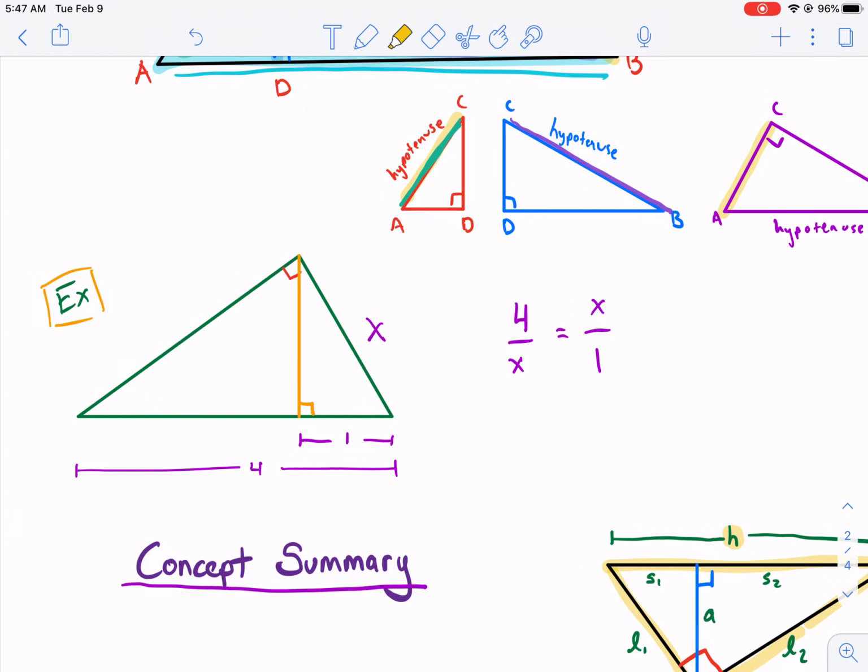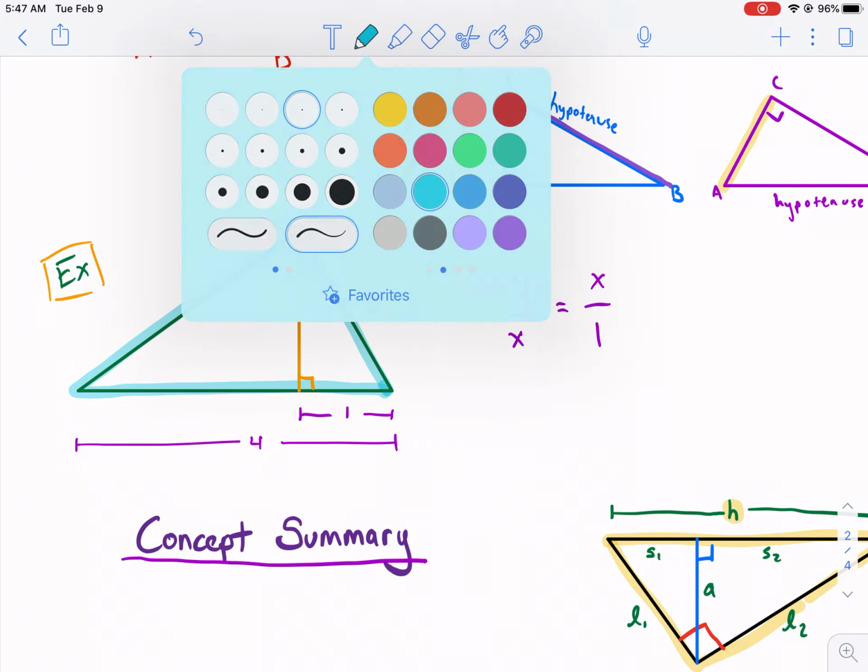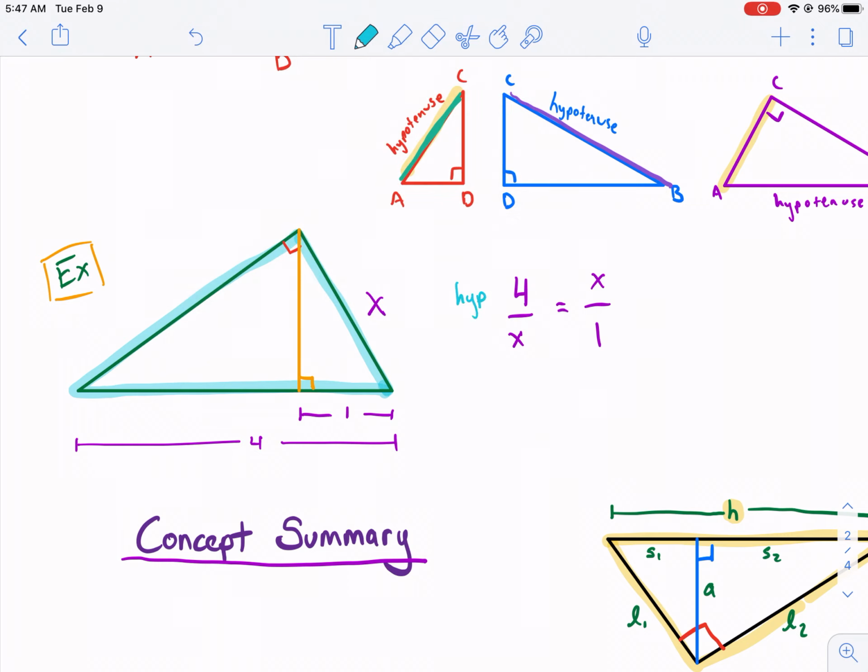So we're going to apply it here. We have this little shape here. We have a missing value x. Okay, see how it's part of the big triangle. It's part of the short leg of the big triangle. Okay, so we say 4 over x. What value is 4? 4 is the hypotenuse of the big triangle.